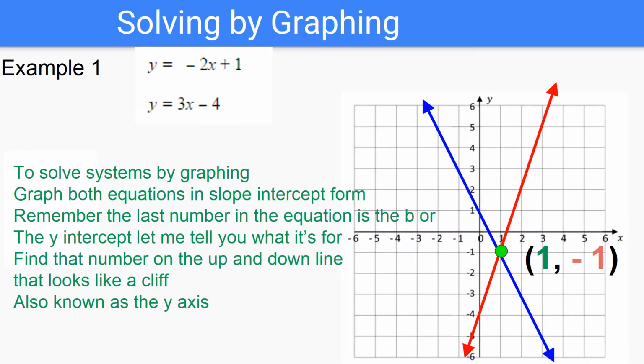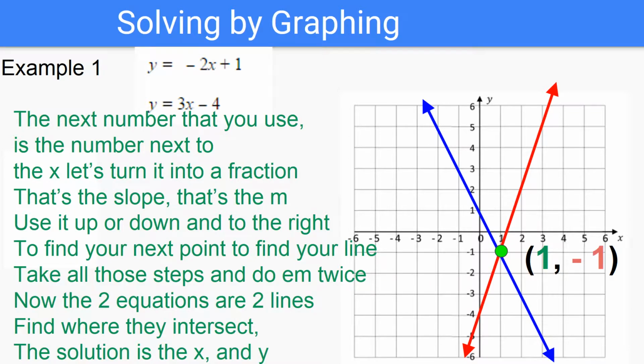To solve systems by graphing, graph both equations in slope-intercept form. Remember, the last number in the equation is the b, or y-intercept. Find that number on the up and down line that looks like a cliff, also known as the y-axis. The next number that you use is the number next to the x.